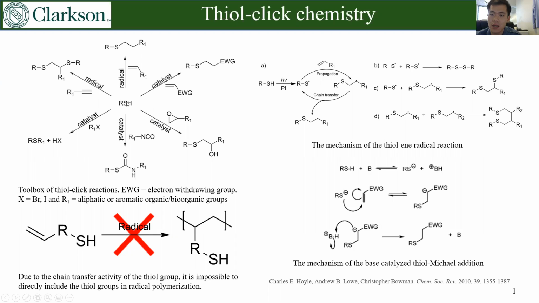As you can see here, a lot of thiol-X reactions can be applied. Two important ones are the thiol-ene reaction and the thiol-Michael addition, and the mechanisms are shown here. Because thiol is extremely useful, polymer chemists are always trying to incorporate thiol into a polymer. However, since thiol is extremely sensitive to radicals, it's basically impossible to directly do the radical polymerization of thiol-containing monomers. So how are we going to achieve thiol-containing polymer?